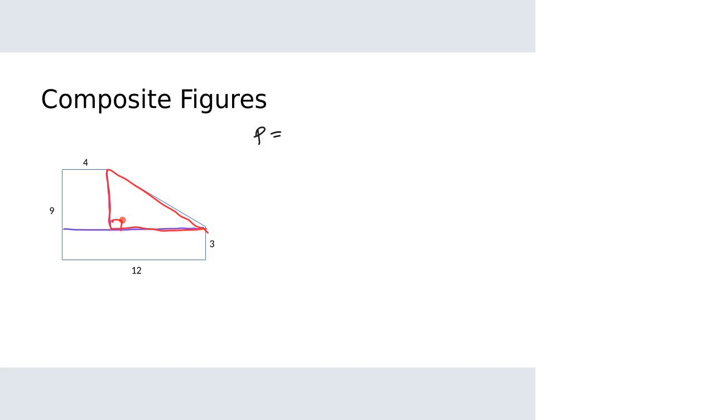And then let's see if I can figure out the side lengths of this right triangle. So as I look at the horizontal parts of this shape, it's 12 all the way across. This is 4, so how long is this leg of my right triangle? How long would that one be?